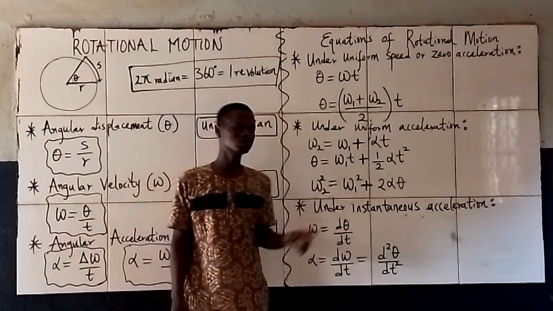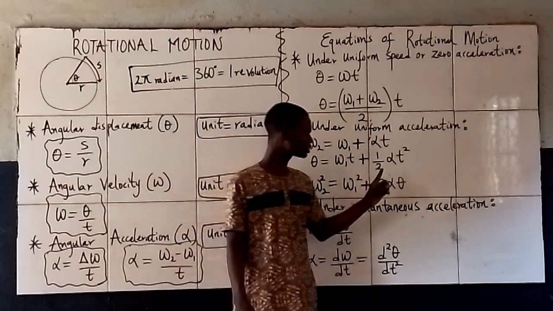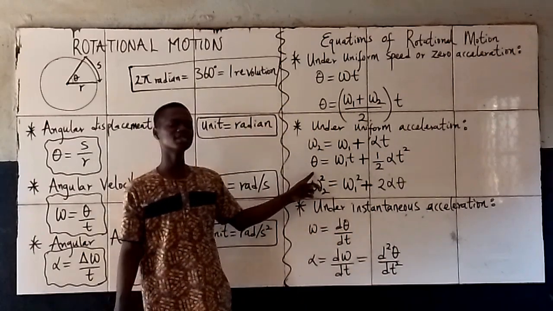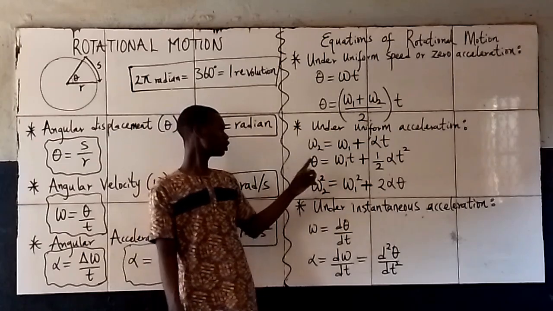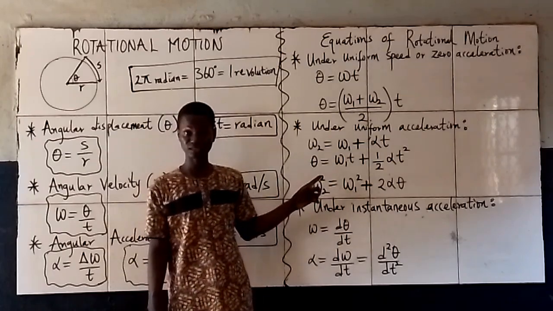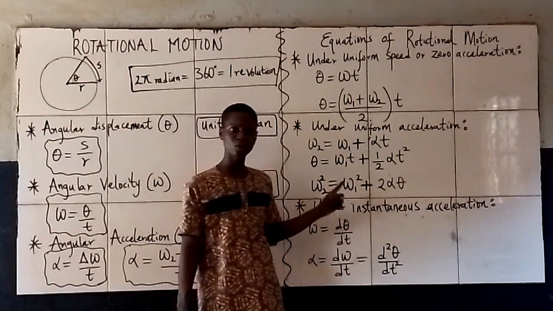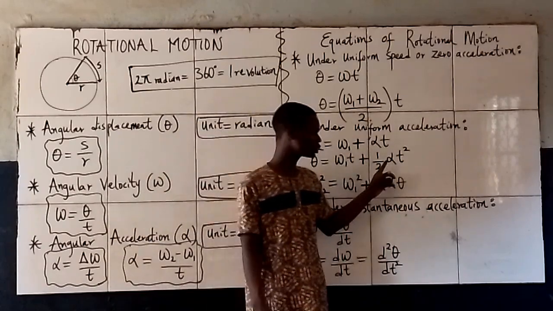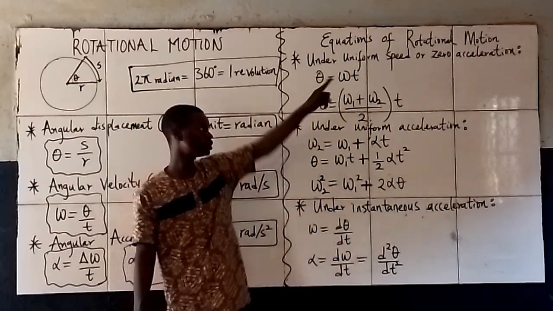Now moving on to this, you have theta equals W1t plus 1 over 2 alpha t squared. Theta here stands for what? Angular displacement. But in linear motion, what should be here would have been what? X, which is linear displacement. Is it not? But here it will be theta. It will be equal to W1t plus 1 over 2 alpha t squared. This is the second equation of rotational motion.